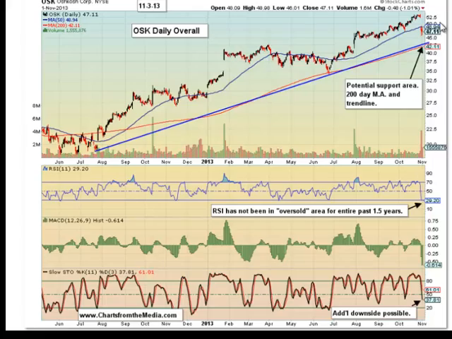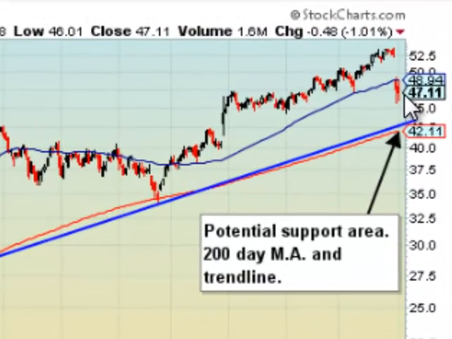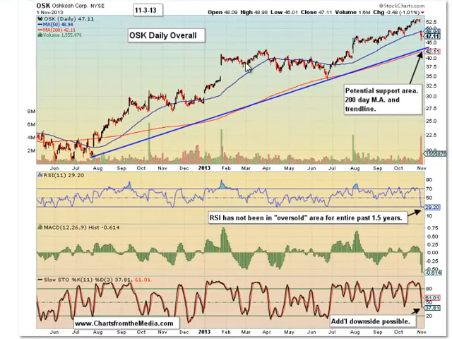When we look at the daily chart, we see that the move last week broke down underneath the 50-day moving average. The 200-day moving average is right around a trend line, probably about that 42.50 mark again. And here we'll see that congestion in the mid to high 30s.